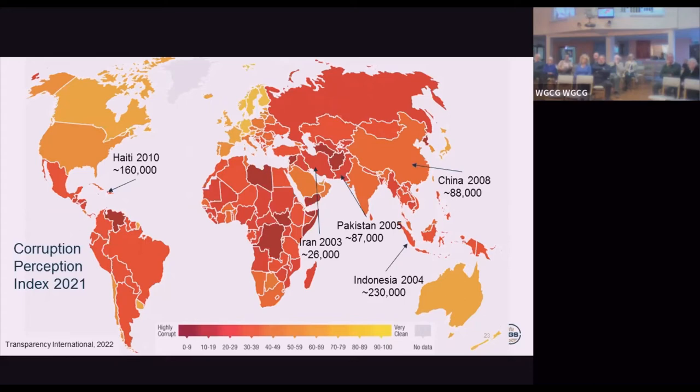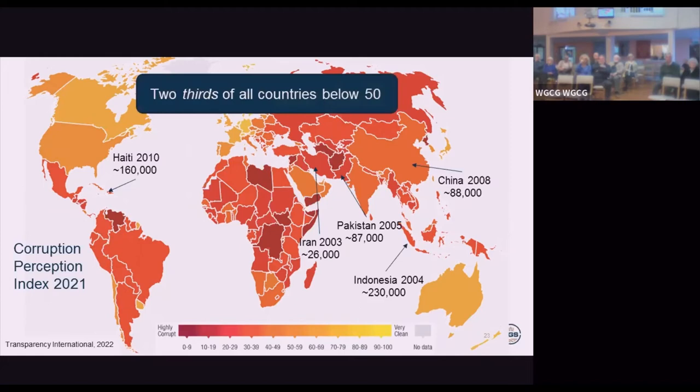And this really matters. If you think about it, on a score of 0 to 100, 50 is the middle point, okay? If you're 50, it means you're not fully corrupt, or you're not fully angelic, you're just in the middle, right? So 2/3 of all countries in the world fall below 50, i.e. they are more corrupt than not. 2/3 of all countries in the world.